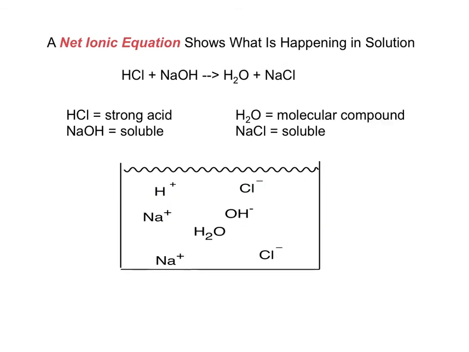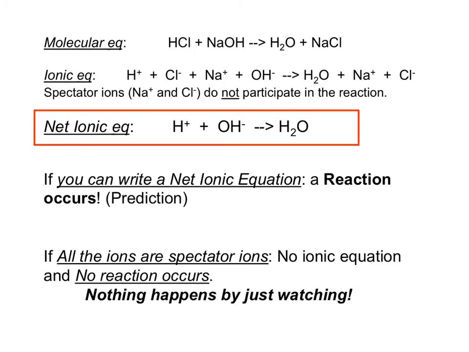Here we've identified the compound type and its solubility. In solution, note that the strong acid dissociates into its ions. The soluble ionic compounds break up into ions, but the molecular compound stays as it is. From our molecular equation, here's the ionic equation. The spectator ions are removed, so our net ionic equation shows that H+ reacts with OH- to form water.